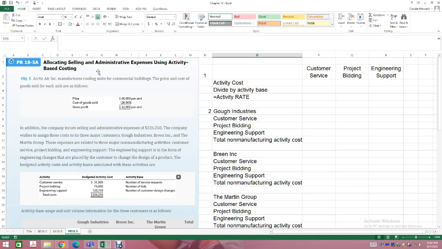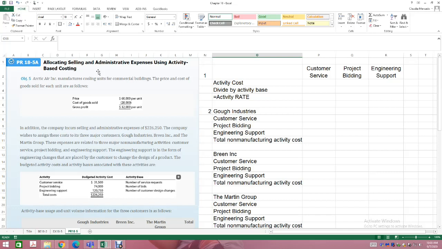Okay? So it says, Arctic Air manufactures cooling units for commercial buildings. The price and cost of goods for each are as follows. Okay, so the price is $60,000 per unit. So every cooling unit that we sell, we're going to sell it for $60,000. It cost us $28,000 to manufacture the product. So we're making a gross profit of $32,000 per unit, which is pretty good.